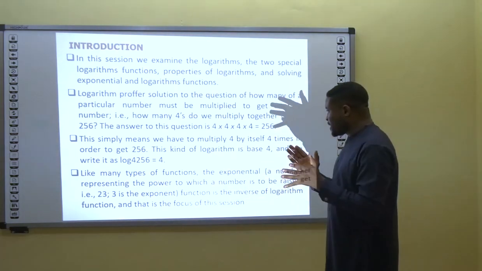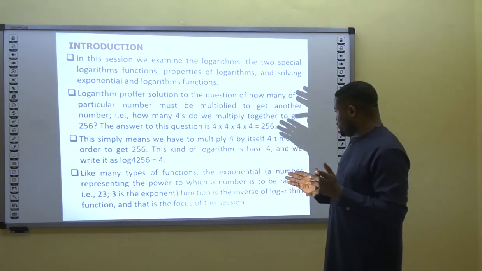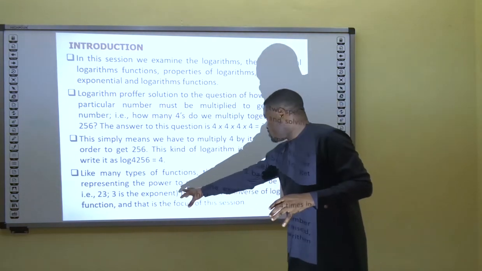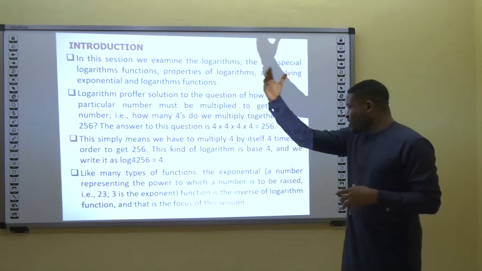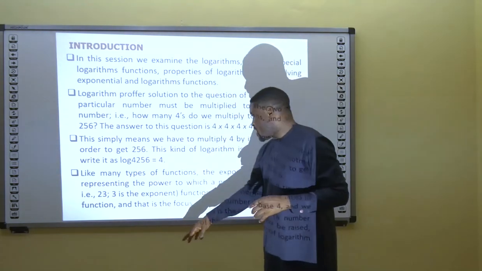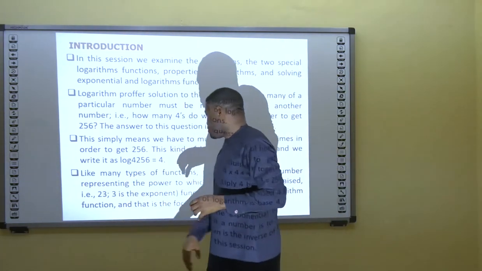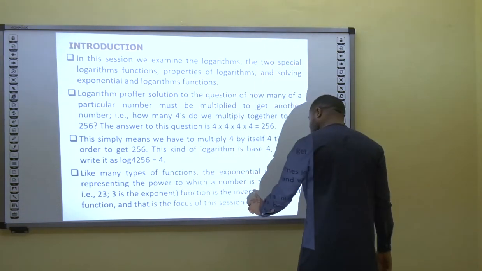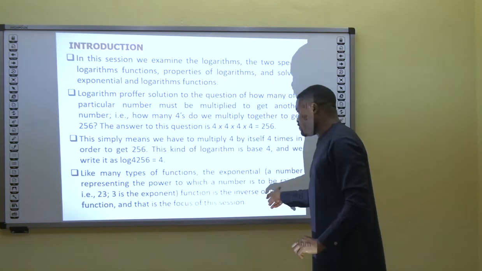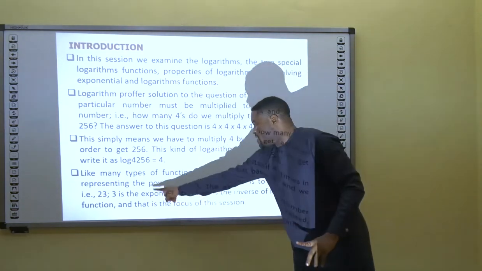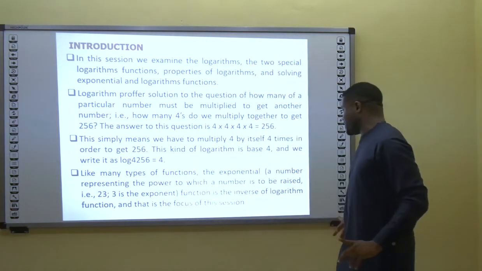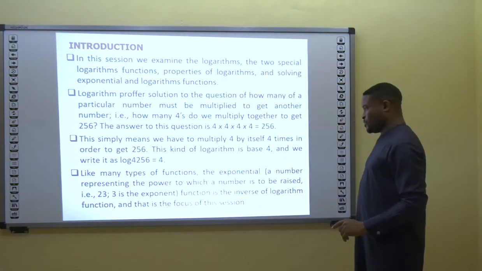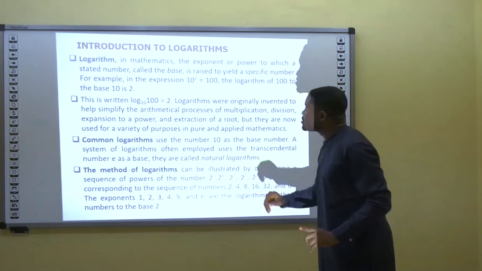So, like many types of functions, the exponential is a number representing the power to which a number is raised. For instance, you can have 2 to the power 3, where the exponent is 3. So the logarithm function is the inverse of that. When you see any exponent, the exponent is the inverse of the logarithm function. So we'll discuss this later in this session.